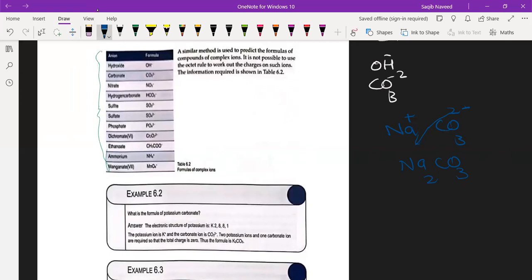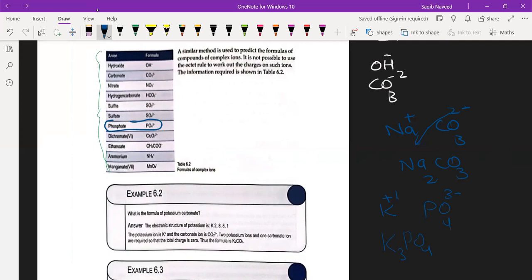Similarly, let's see. I want to predict the formula of potassium phosphate. Potassium belongs to group 1, so it is +1. And phosphate is PO4 3-. What would be the formula of potassium phosphate? K3PO4.